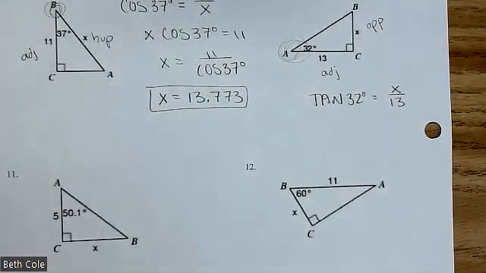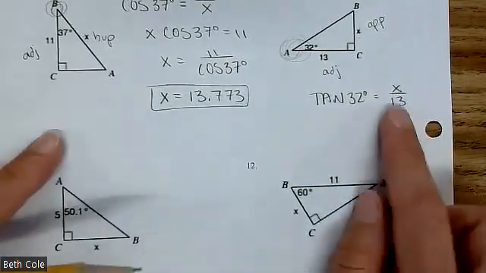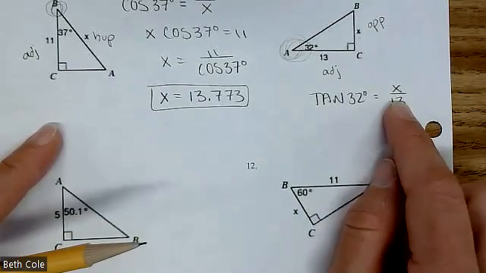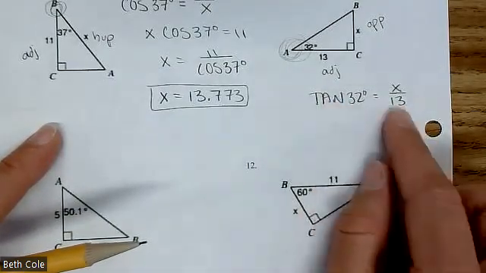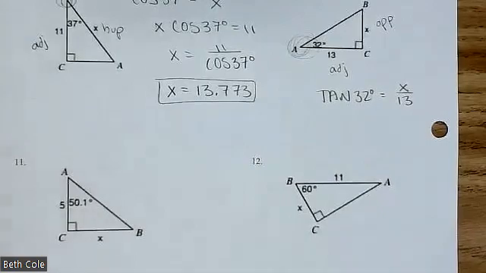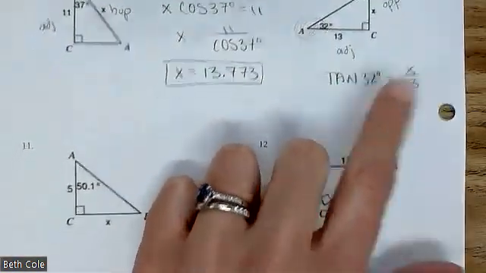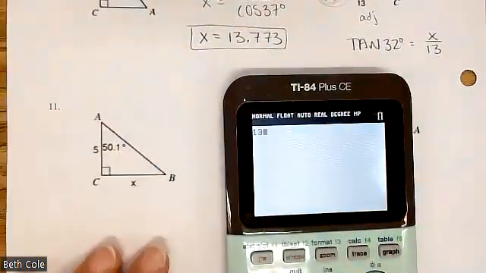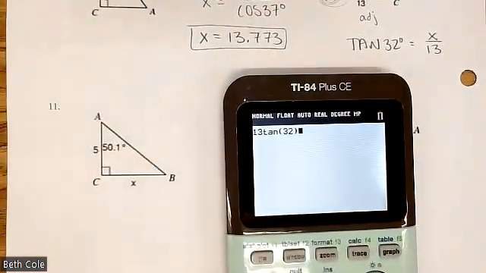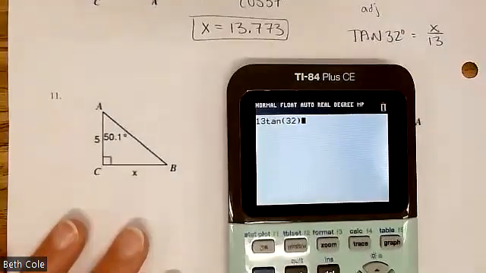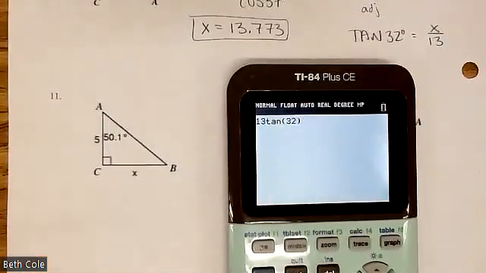Now to type that one in the calculator, that's a little easier because x is not in the denominator. You would just take the 13 and do what with it? Multiply it to the other side. So what you're going to type is 13 times tangent 32. And you can just put the 13 out front. So 13 tangent 32.